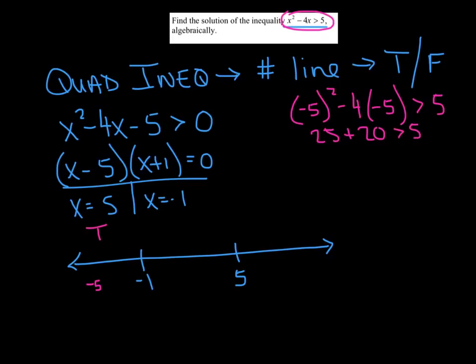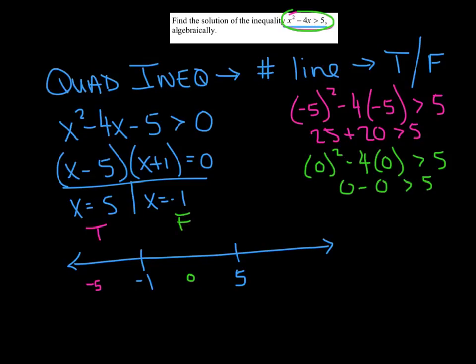The next thing I'm going to do is test a 0, just because it falls between -1 and 5. Again, I'm going to plug it into the original here. We got 0 squared minus 4 times 0 greater than 5. 0 minus 0 greater than 5. That's a big false. That is definitely not true.